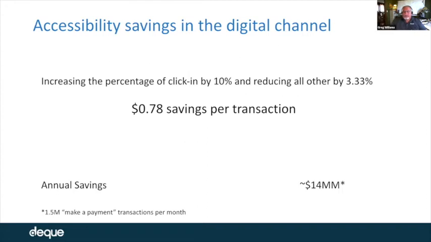So again, by enabling this digital channel, you can see that the return on investment you're getting just from the operations space definitely exists, just in being able to decrease the amount of money that you're spending doing those things.